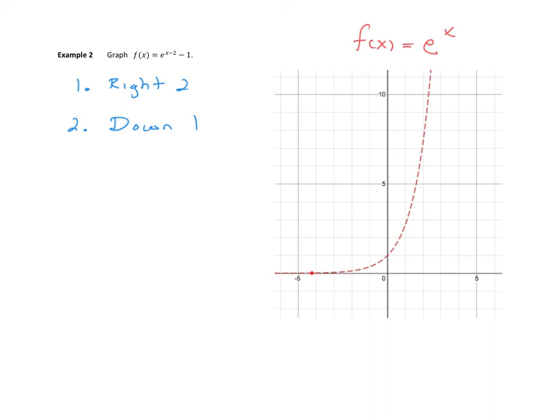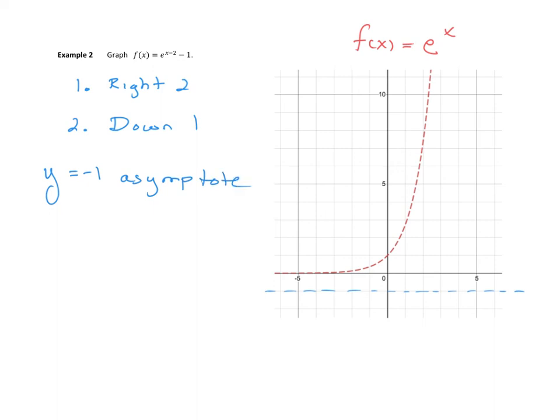Since the horizontal asymptote is currently at 0, if you go right 2, that's not going to change y is equal to 0 as the asymptote. But going down 1 will. It's going to move it down 1 place here. So the new asymptote is going to be at y is equal to negative 1. So that is the asymptote.